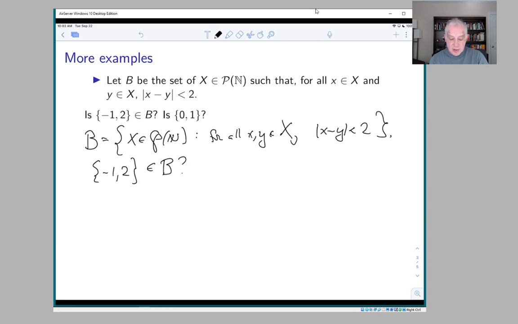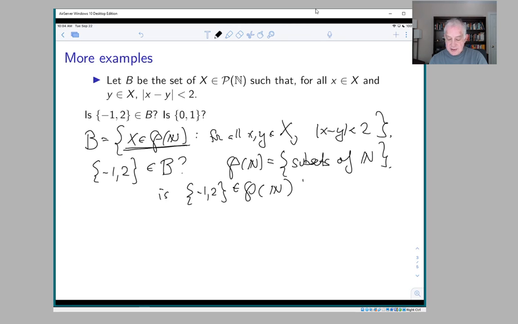Well, the first requirement to belong to the set B is that you have to be an element of the power set of the natural numbers. The power set of the natural numbers is the collection of all subsets of N. Is {-1, 2} a subset of the natural numbers? No, because -1 is not in the natural numbers. To be a subset, you have to be included in the natural numbers, and you're not. So {-1, 2} isn't in B because it doesn't meet the first requirement. It doesn't belong to the starting set, which I was calling S above, because it isn't in the natural numbers. So who cares whether the other condition is satisfied? It doesn't matter.